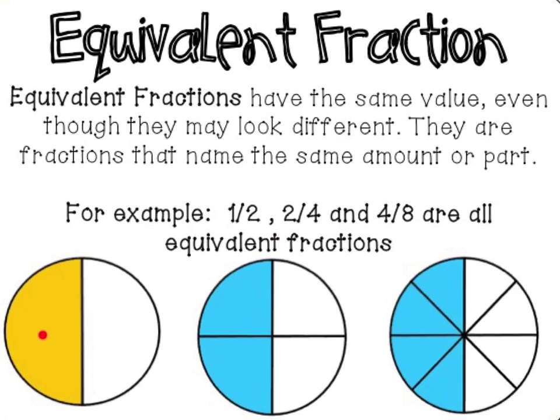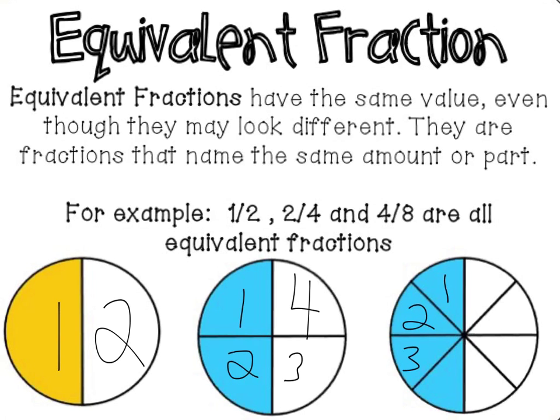If you look at the three circles at the bottom of the screen, you can see that they are the same size. The first circle has one part out of two shaded. The middle circle has two parts out of four shaded. And the last circle has four parts out of 8 that are shaded. Although each circle has a different number of parts shaded, they all have the same amount shaded.